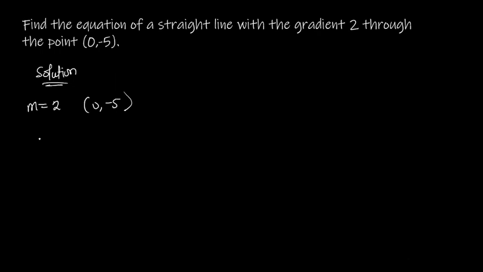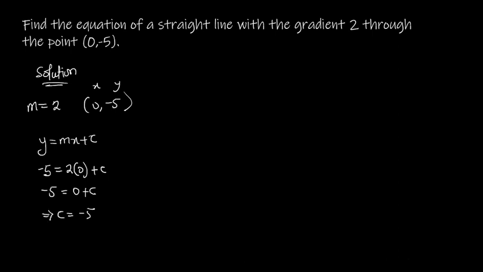Now when I'm using the equation of a straight line, y is equal to mx plus c, the first thing I need to do is to calculate the value of my constant, or c. I do that by substituting. This is x, this is y. So I substitute this into the equation. So I have -5 is equal to m, which is 2, multiplied by x, which is 0, plus c. So -5 is equal to 2 multiplied by 0, which is 0, plus c. So therefore c is equal to -5.